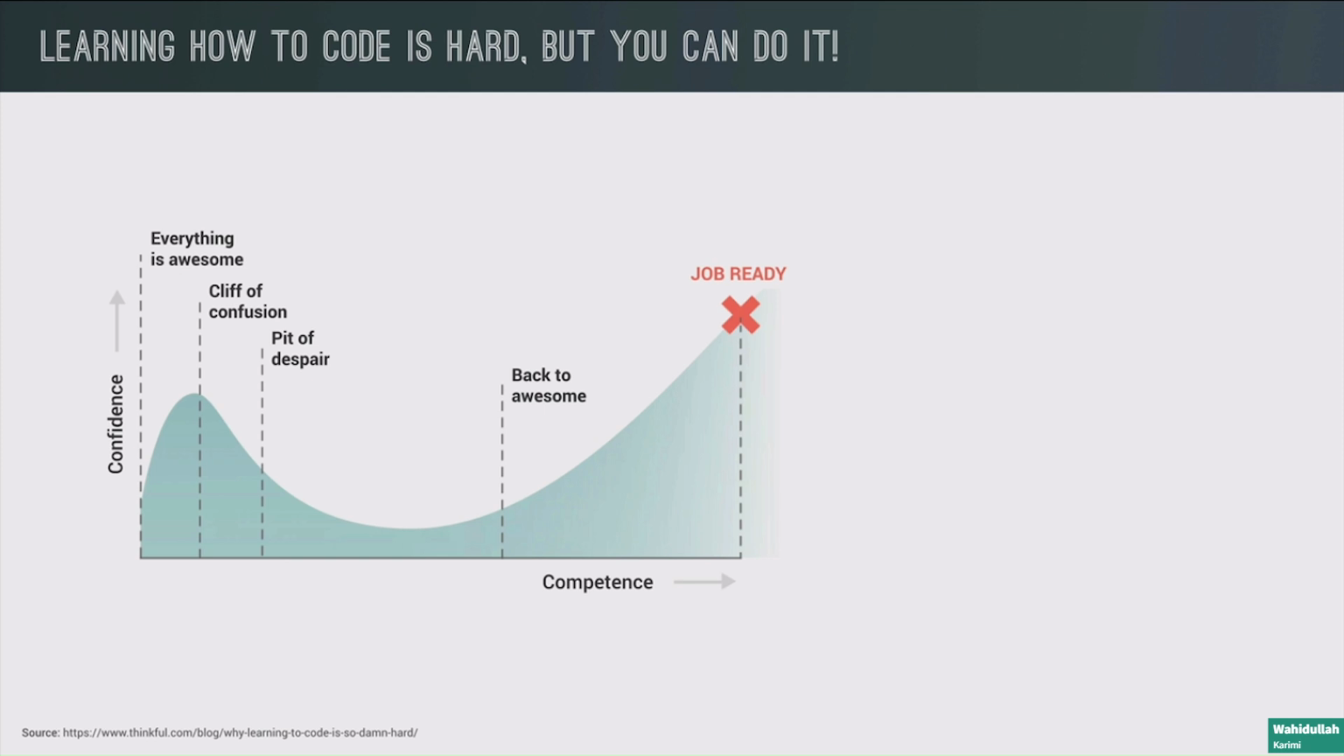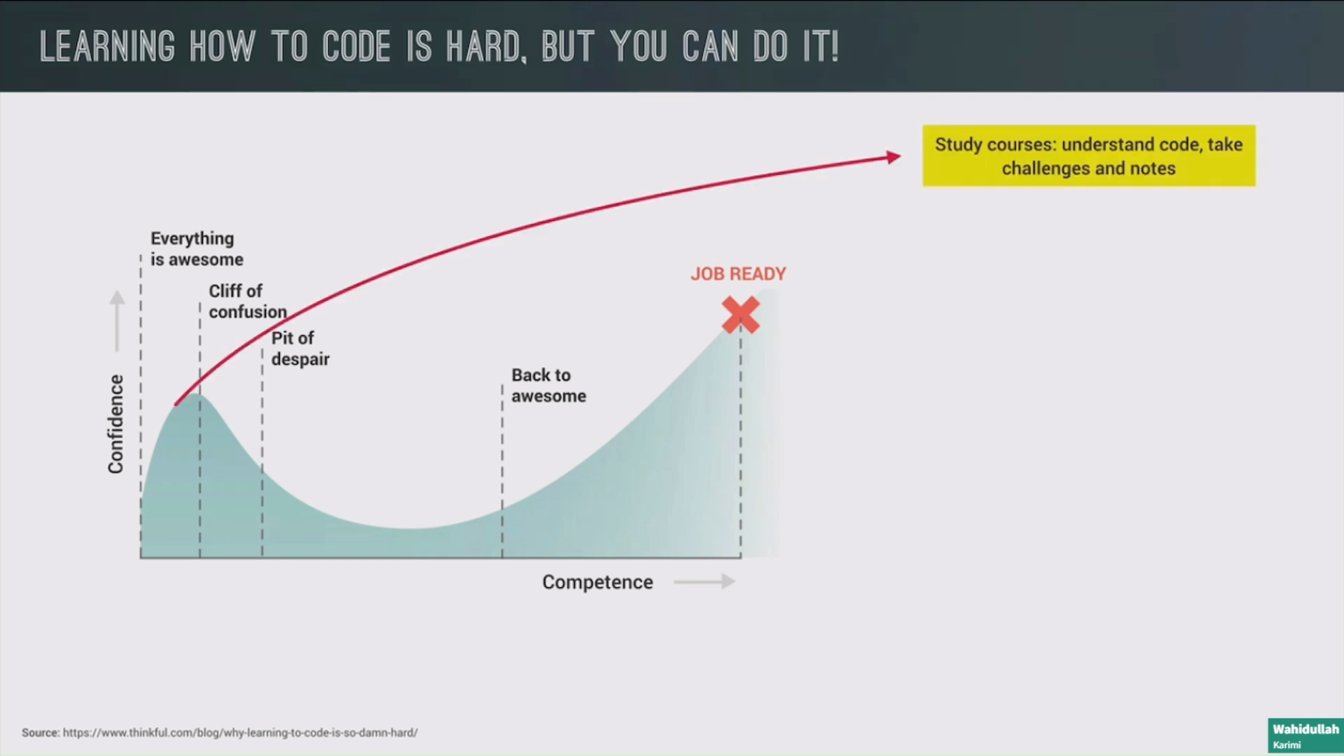So when you start, you are in the everything is awesome phase. You are studying one or more courses or tutorials, understanding how the code works, and taking a lot of challenges, just like I mentioned earlier. Now, you're not really competent yet, but are starting to get confident and are pumped to keep going. So this is probably where you are right now and will be throughout this course or any other course that you take. But then, as you start practicing on your own, you reach the cliff of confusion.